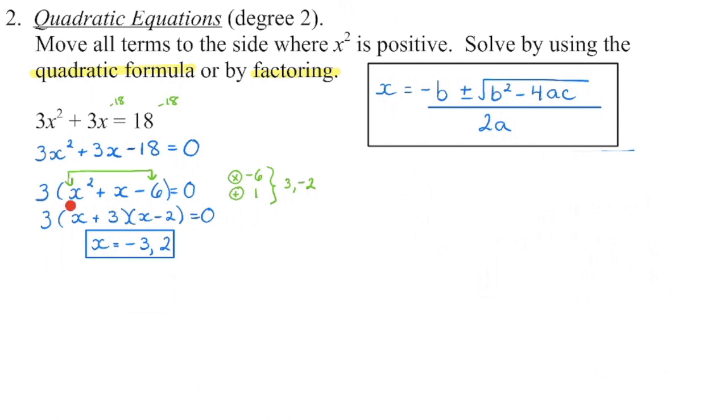And then because we have a trinomial, we're going to multiply a and c together. So 1 times negative 6 is negative 6. We're looking for those two numbers that multiply to get negative 6 and add to get the value of b, which is that 1. So I can see that my numbers are 3 and negative 2. So we're going to set up our two binomials.